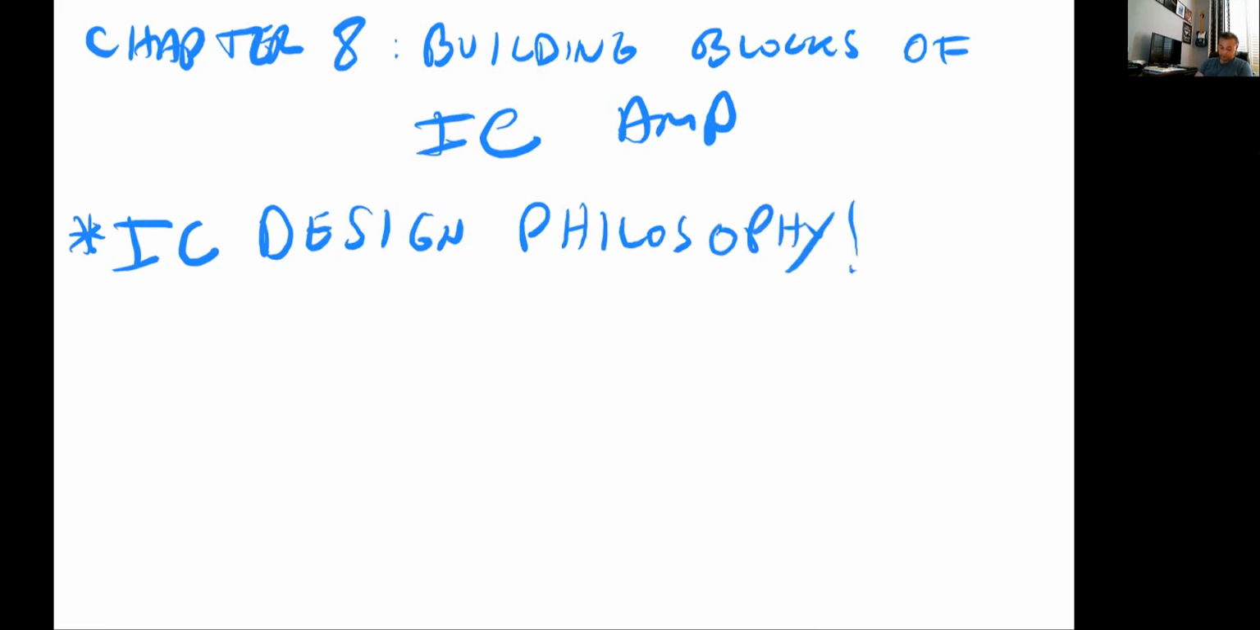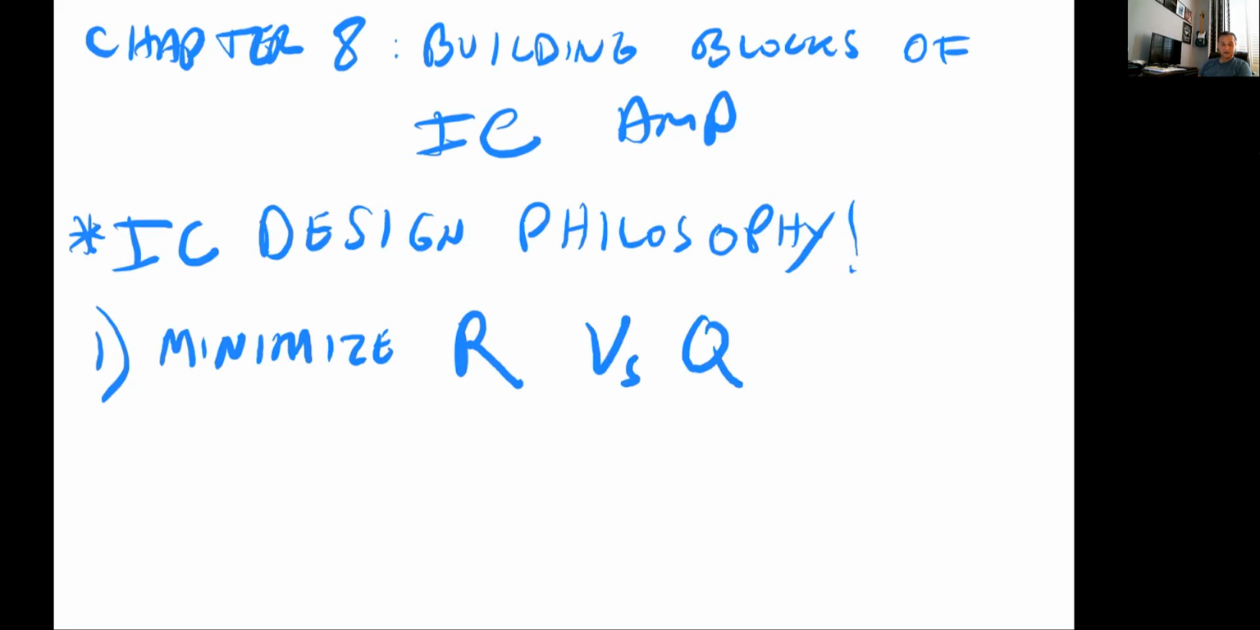First thing, the one thing that we can do well is design transistors or fabricate transistors. Okay? So what we need to do is minimize the usage of resistors. We don't like resistors. We can fabricate resistors, but not as well as we can fabricate transistors. So we like lots of transistors.